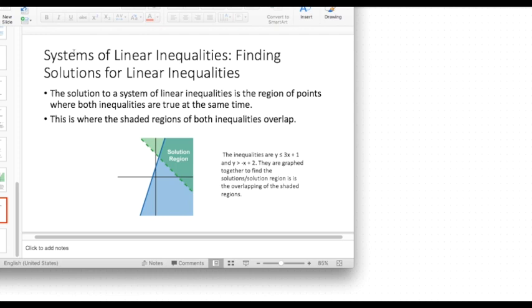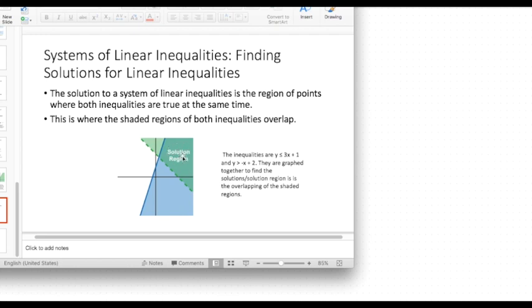And finally, we're going to look at systems of linear inequalities, finding solutions for linear inequalities. The solution of a system of linear inequalities is a region of points where both inequalities are true at the same time. And this is basically, in a nutshell, where the shaded regions of both inequalities overlap. So you all see right here where the shaded regions overlap. Here is obviously blue, here is obviously green, but here looks like a mix. So this right here is where your shaded regions overlap.